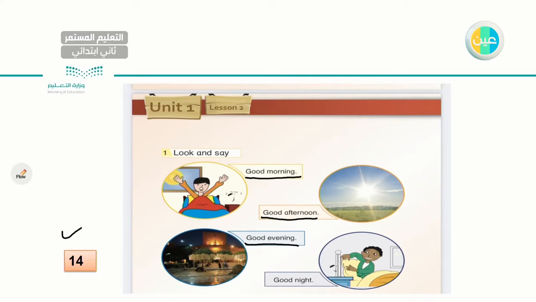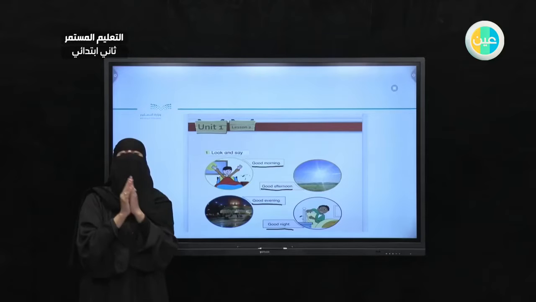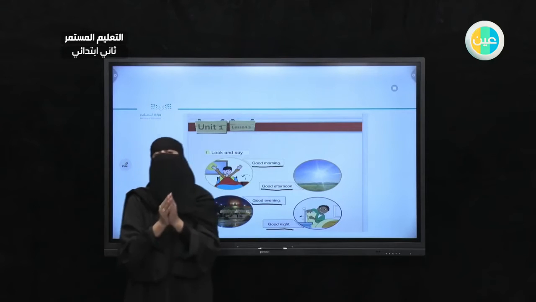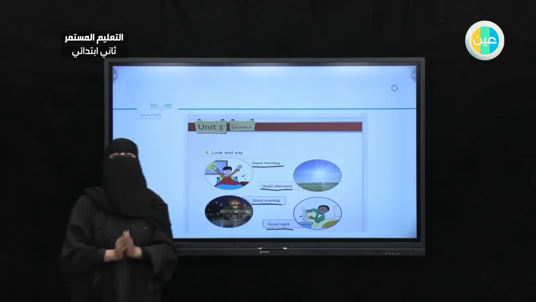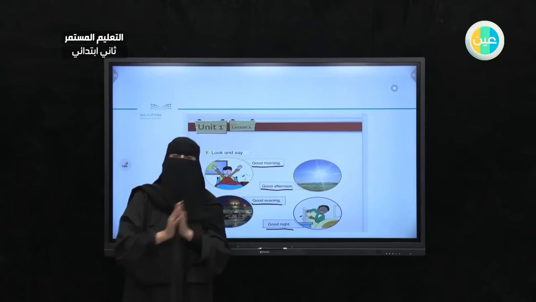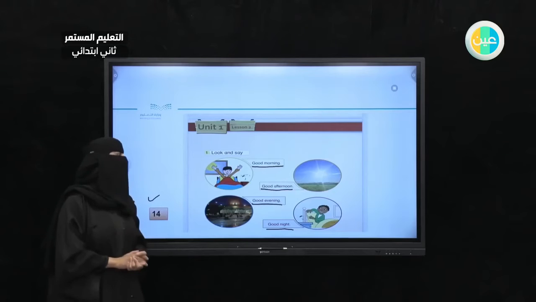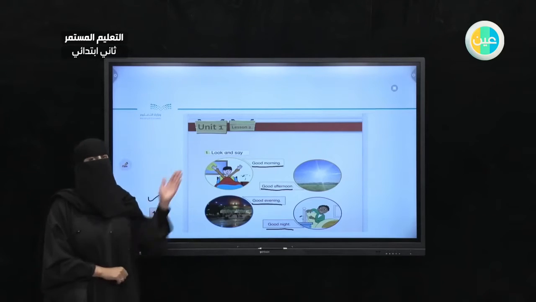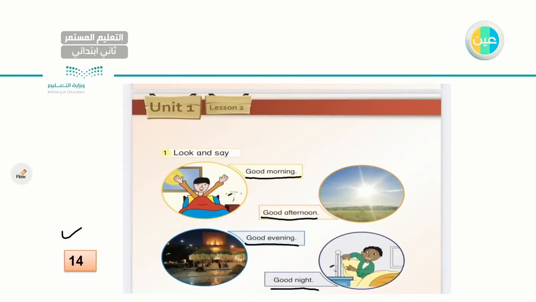As you can see, it's not the same as the first picture. The boy is going to bed. He's going to sleep. So the suitable phrase here is good night. Repeat after me, please. Good night. Very good. So let's read the 4 phrases together.